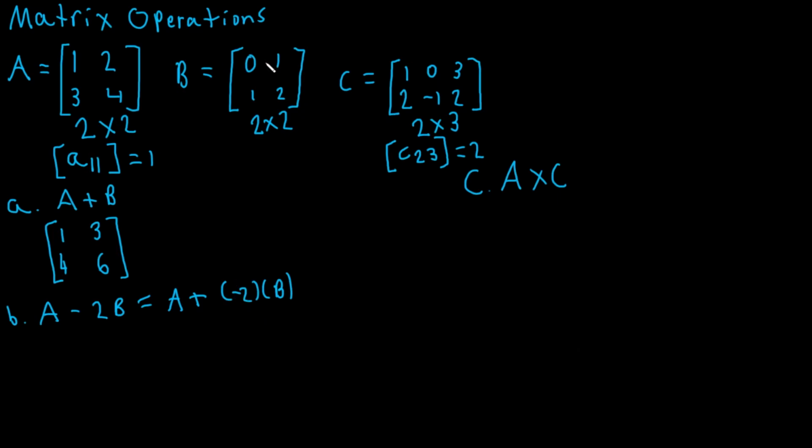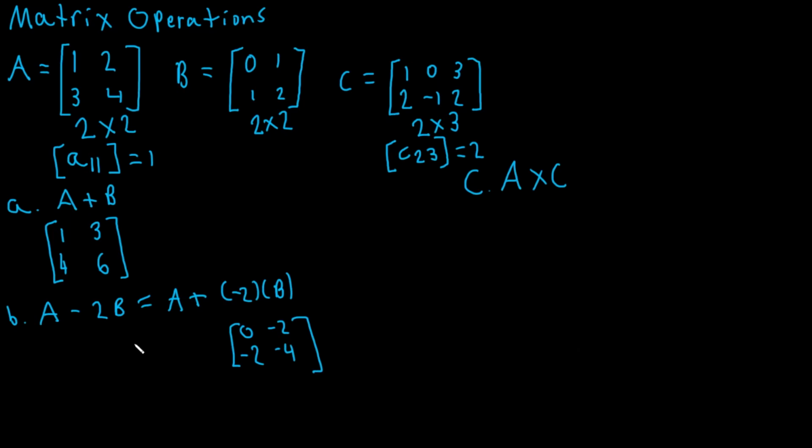So -2 times 0 would equal 0. All we're doing is just taking every single term in matrix B and multiplying it by -2. So this would be 0. -2 times 1 is -2. -2 times 1 is once again -2. -2 times 2 is -4. So that's -2 times B.